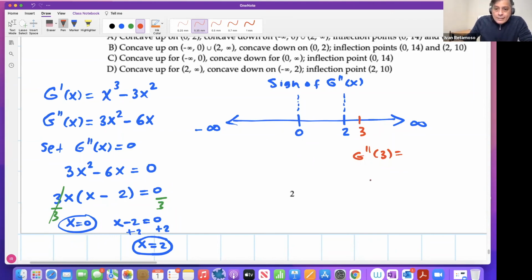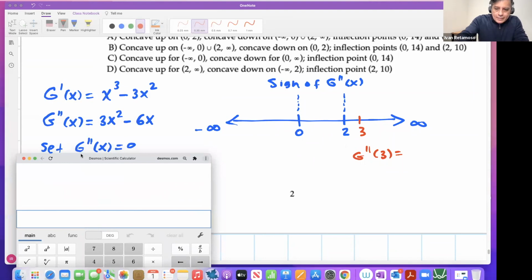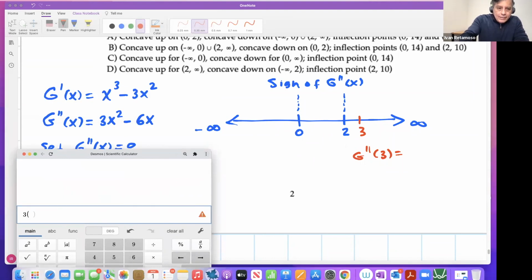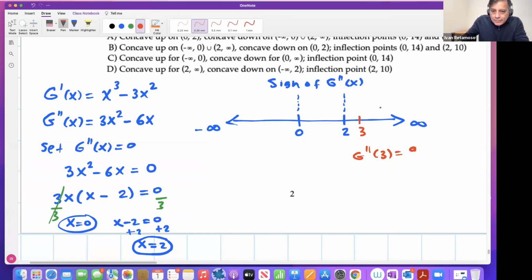Yeah, so this is going to be positive. I think it's not. Let's do the computation to make sure. The sign is all that matters, but evaluating, 3 squared is 9, minus 6 times 3. Yeah, it's 9, right? Good. So positive. So all this is positive. Now for this, I'm going to take the number 1 as my test point.